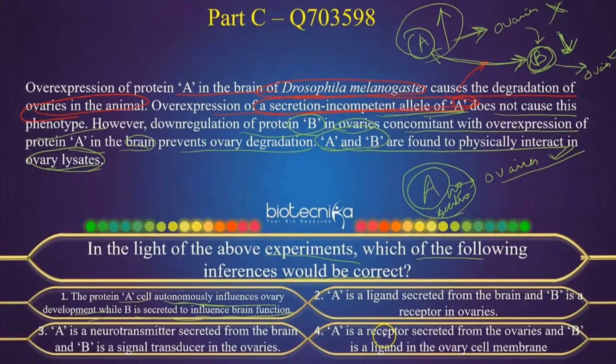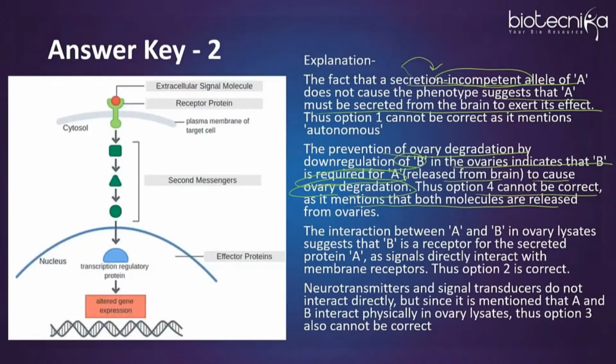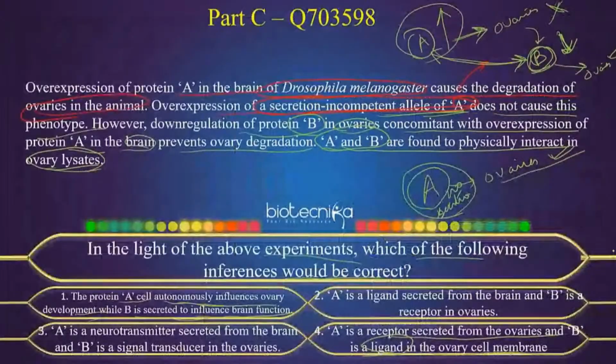So it is said A is a receptor secreted from ovary and B is a ligand in the ovary cell membrane, right? So that's why it cannot be correct. The interaction between A and B, as I said, suggests that B is a receptor for the secreted protein A, as signals directly interact with membrane receptor. So that's why option 2 is the right option, because it says A is a ligand secreted from the brain and B is a receptor in the ovaries.